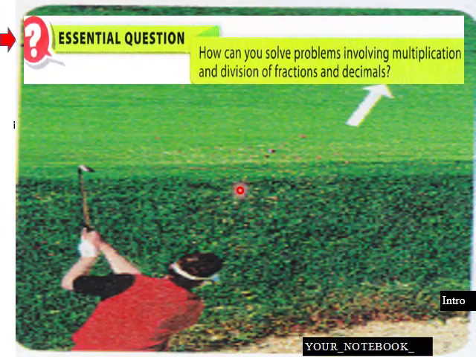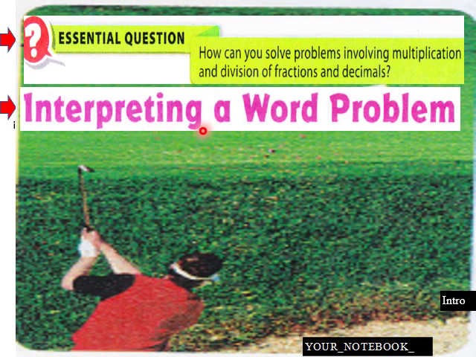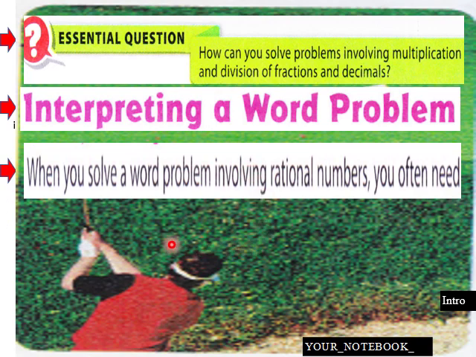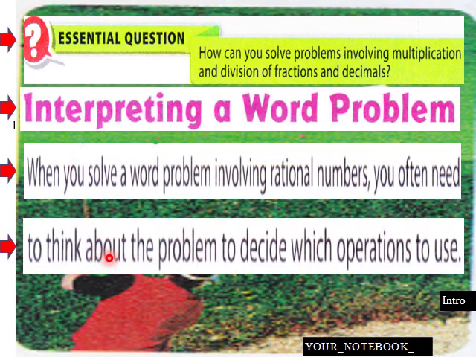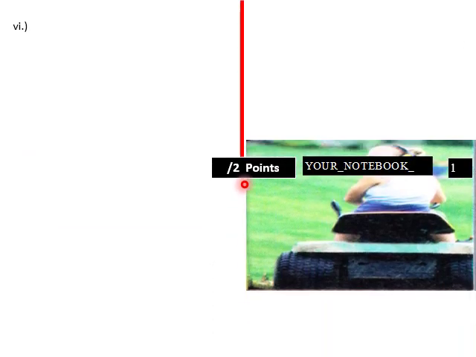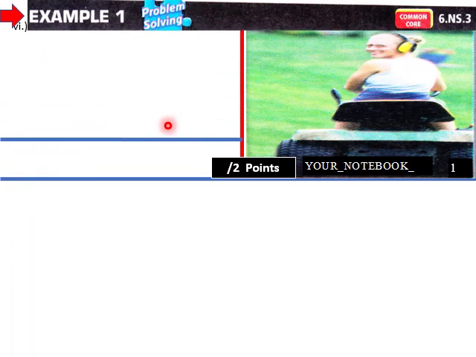Okay, moving on into our intro here. How can you solve problems involving multiplication and division of fractions and decimals? That's what we'll get into later. And then interpreting a word problem. How do you do that? When you solve a word problem involving rational numbers, you often need to think about the problem to decide which operations to use. And we'll get into that as well in 5.5. So this goes into your notebook here, students.